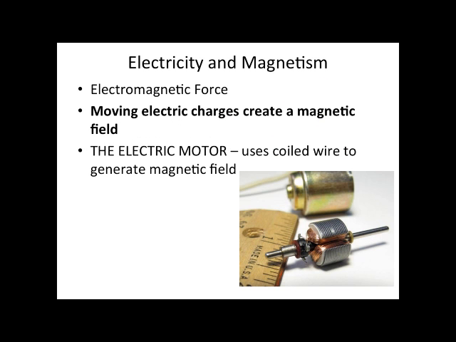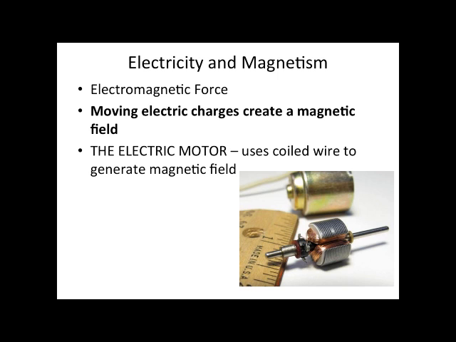So how do we relate electricity and magnetism? Well, the major way we're going to do this is through a motor or a turbine. The way motors work is they're coiled wire, because we know that electric current through wire generates a magnetic field. And if you coil it, you get stronger magnetic fields. So by using this coiled wire, we generate a magnetic field.